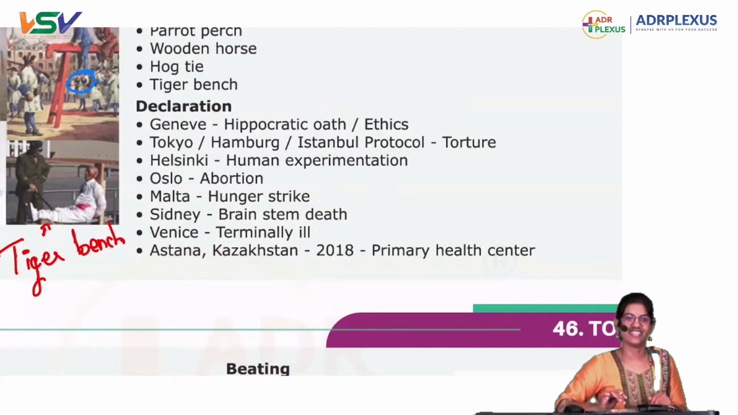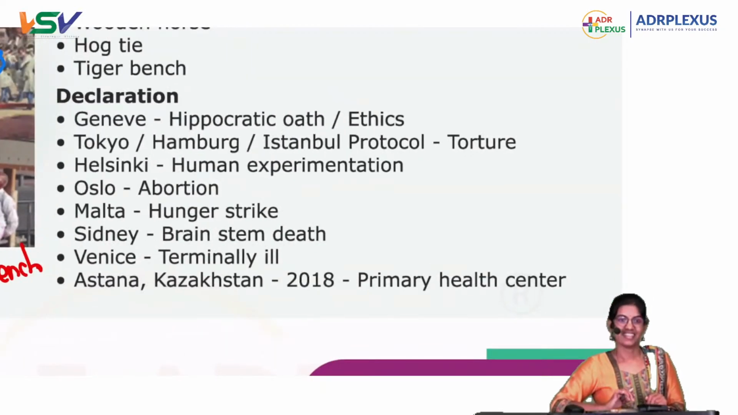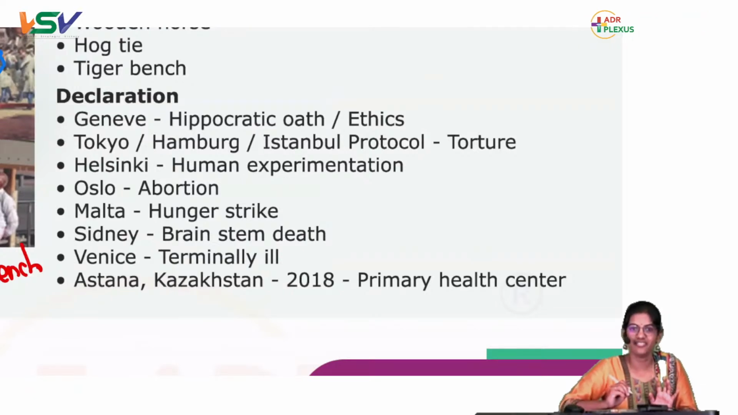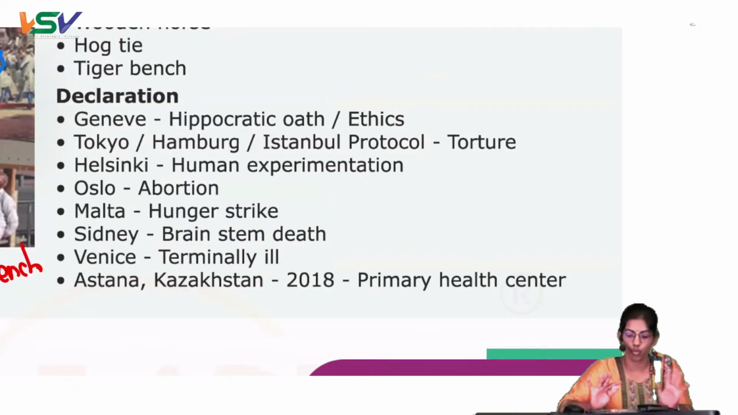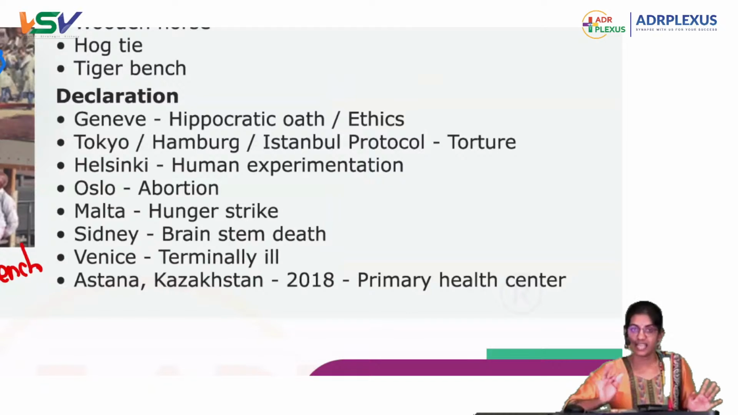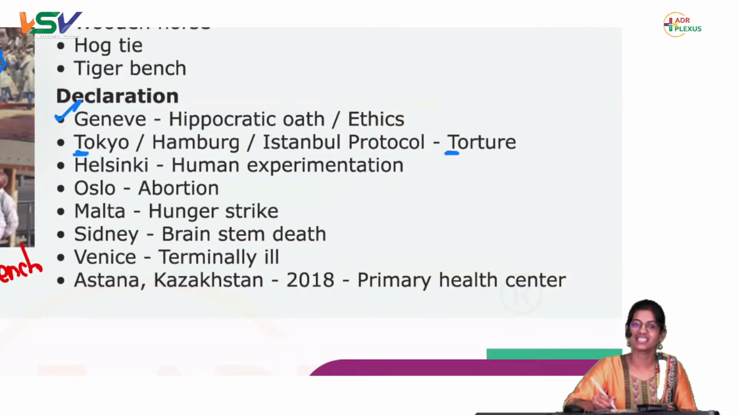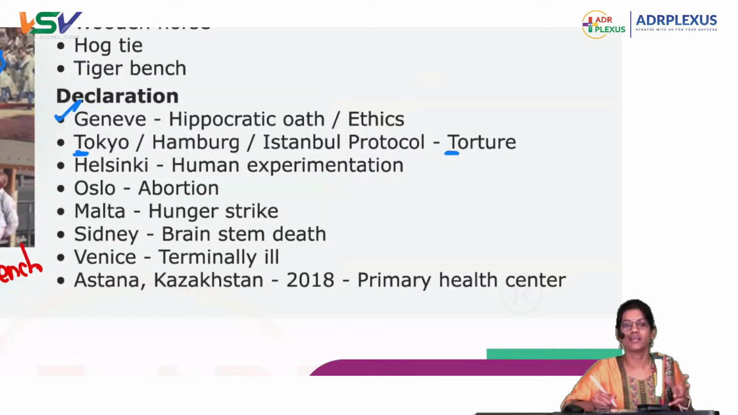Then we have declarations. Let's look at the declarations. Declarations are easy. Geneva means Hippocrates oath, ethics. If they ask ethics, if they ask Hippocrates oath, it's Geneva we are talking about. T for torture. Tokyo, Hamburg, Istanbul Protocol, they all came in for torture. The declaration is actually the Tokyo Declaration.